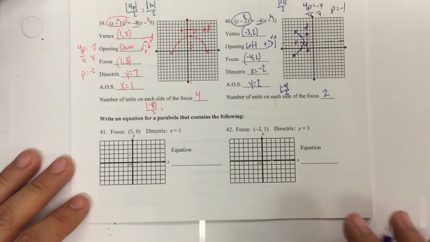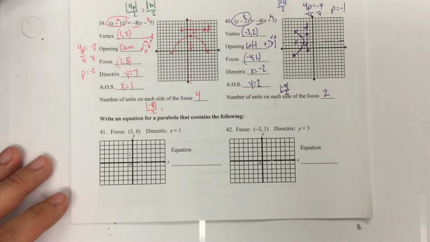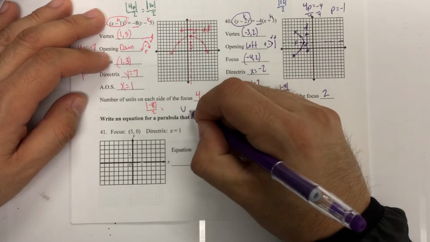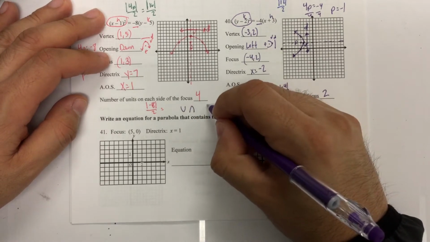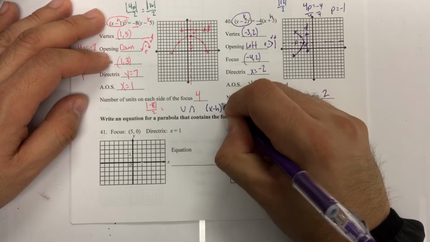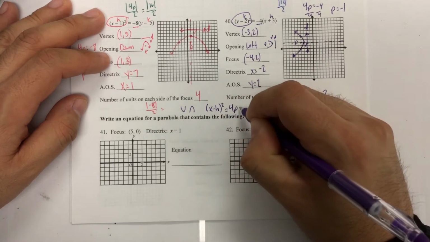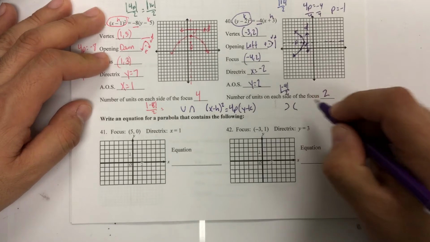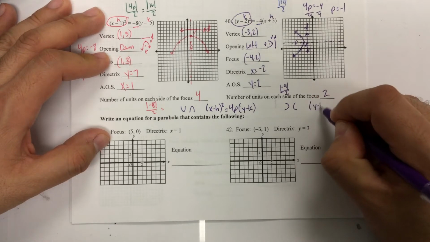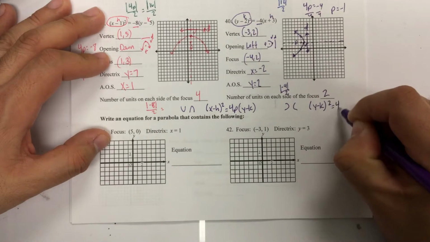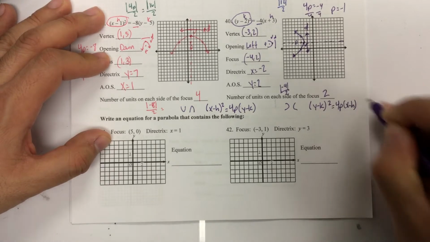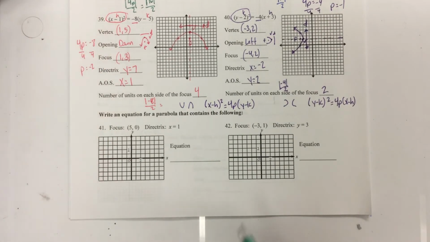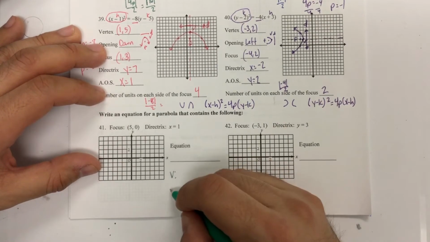All right, for 41 and 42, it says write an equation for a parabola that contains the following. So if your parabola opens up or down, the general equation is (x minus h) squared equals 4p, parentheses y minus k. If your graph opens left or right, (y minus k) squared equals 4p, parentheses x minus h. All right, so when looking at this first problem, all you really need to do is find the vertex and the p-value.